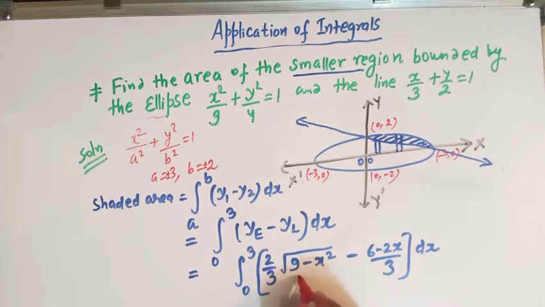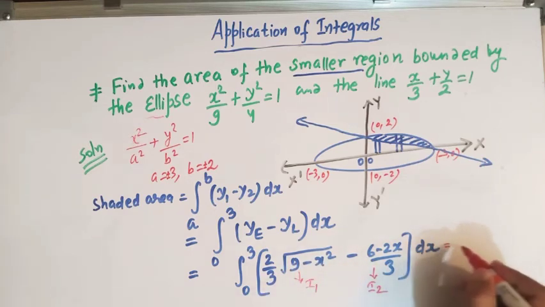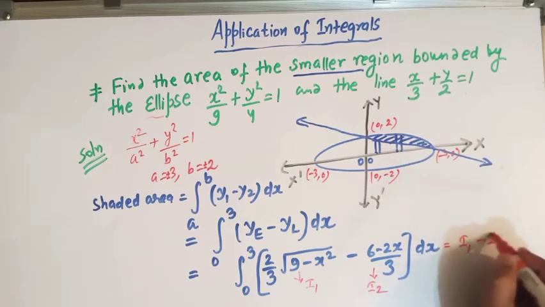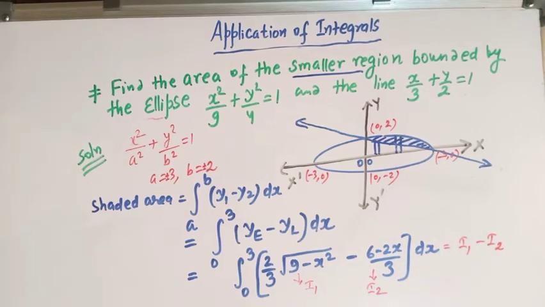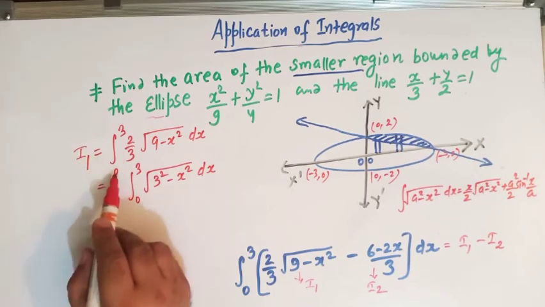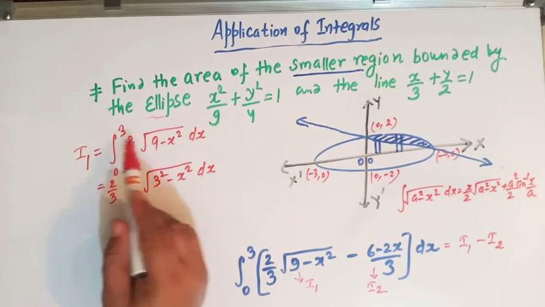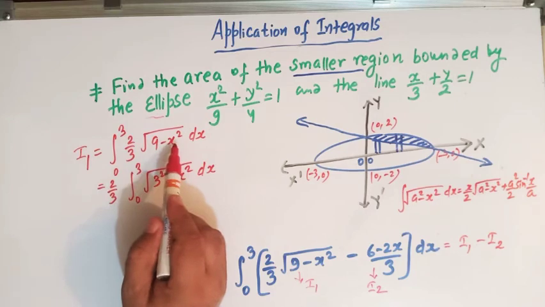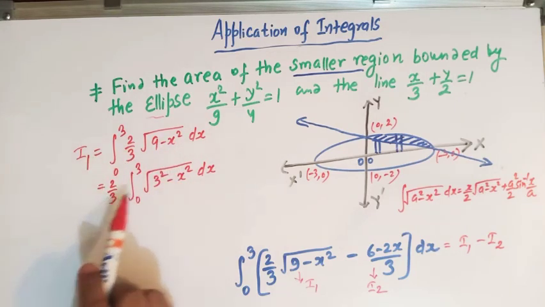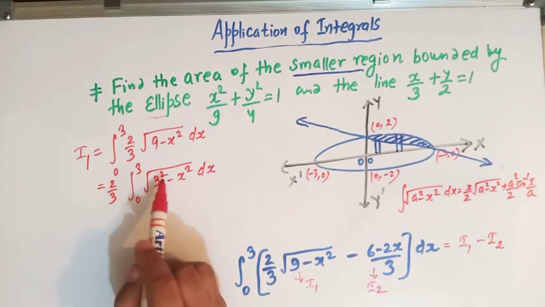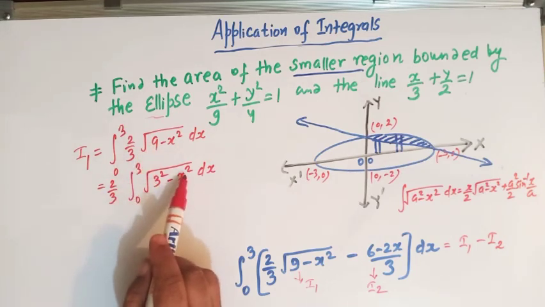Now I am taking this integral as I1 and this integral as I2. So we have I1 minus I2, and we will separately calculate the value of I1 and I2. Now I1 is the integral from 0 to 3 of 2 by 3 square root of 9 minus x square, taking 2 by 3 out of this integral, and then we have the integral from 0 to 3 of square root of 3 square minus x square.